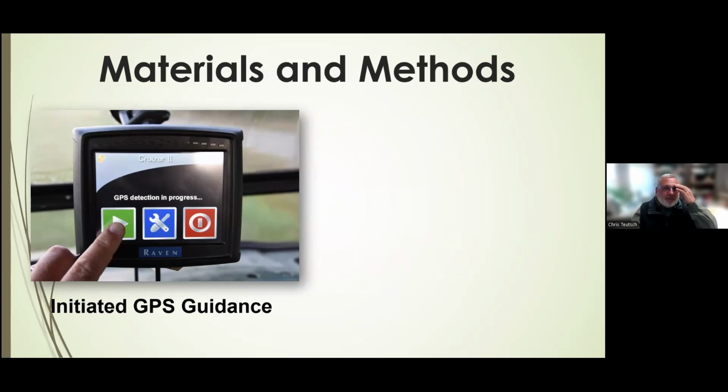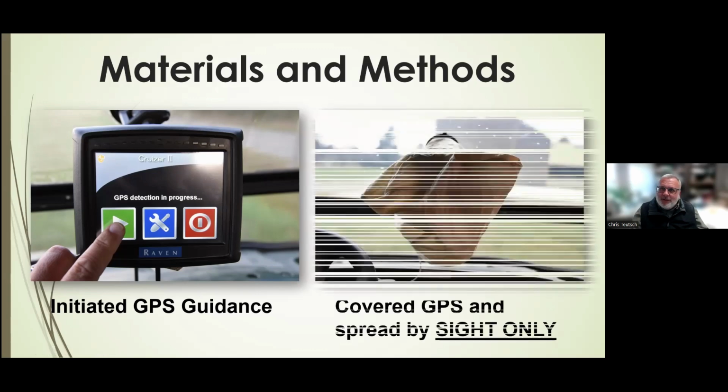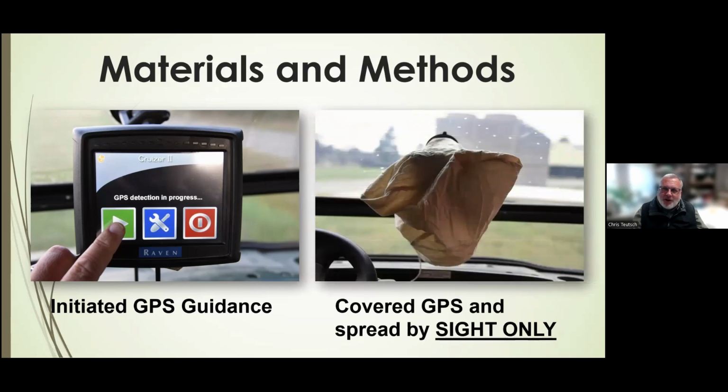So we used a Raven Cruiser 2 GPS unit. And what we did in the study is we initiated guidance, and then we did something really high tech. So we're recording where we're going, but we covered it up so the operator couldn't use it. And then we had the operator overseed 4 pastures that ranged in size from 6 to 10 acres. And I gave him instructions to drive at a certain speed and 30 feet apart and do the best job he could do. And so we recorded where he went.